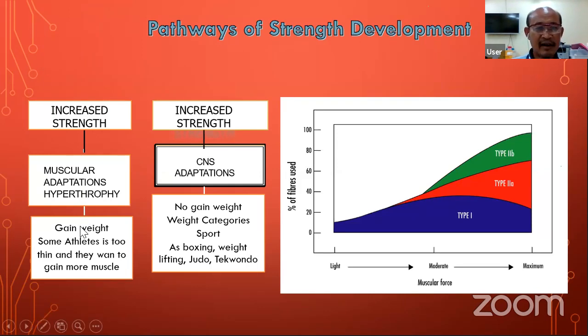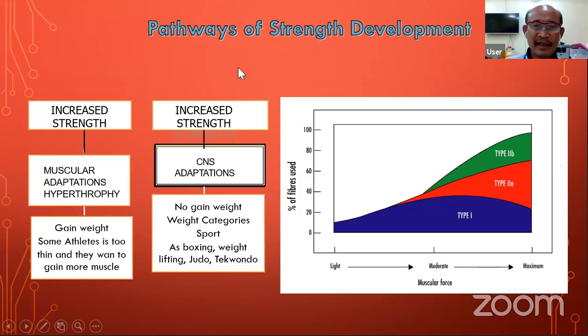But with this kind of training, we must be very careful, because you gain weight, your athletes gain weight. Some athletes are too thin, then we have to do this kind of strength training to gain more muscle. In some sports, like rugby, football, we want to increase the muscle of the wing, then the wing gets more weight, and then they get more power when they do tackles.